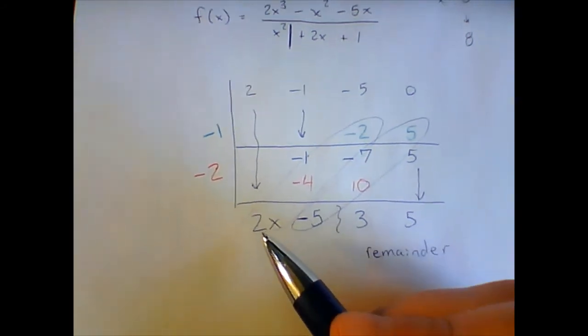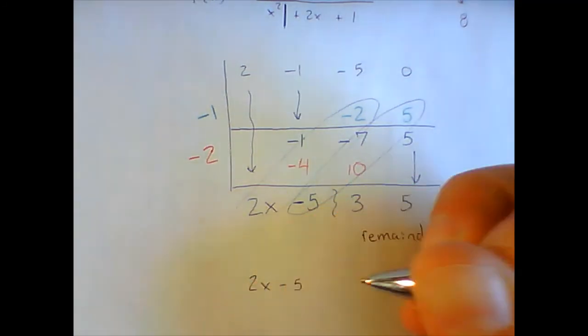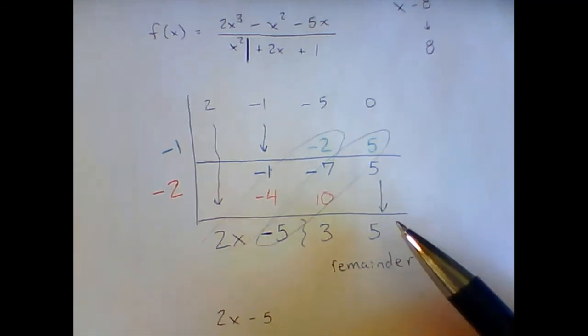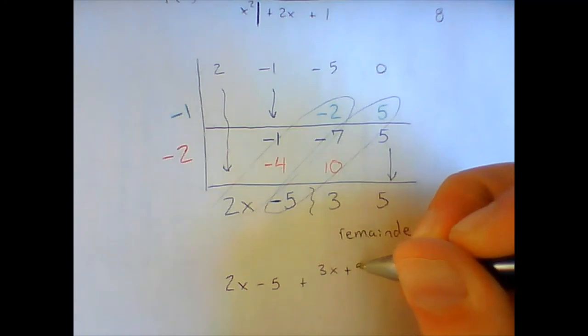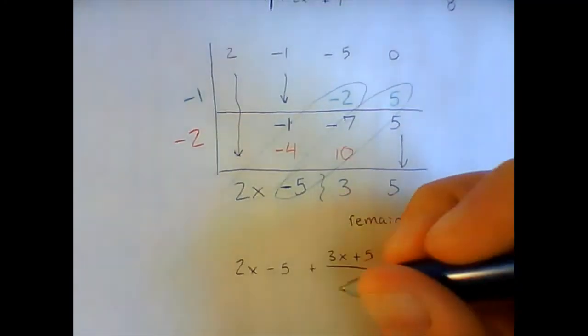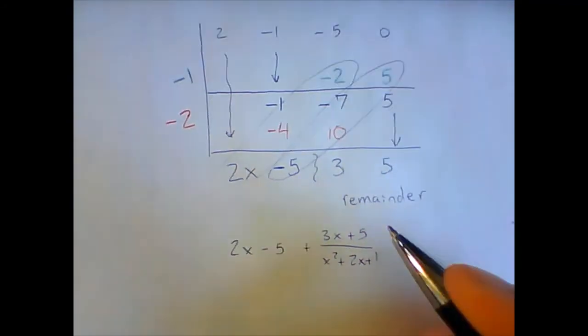So let's write out the final looking version of the answer. 2x minus 5, and then I'll show you what it looks like with the remainder. The start of the remainder actually matches the start of the answer. It's also an x. 3x plus 5, over the divisor that was originally on the bottom, x squared plus 2x plus 1.